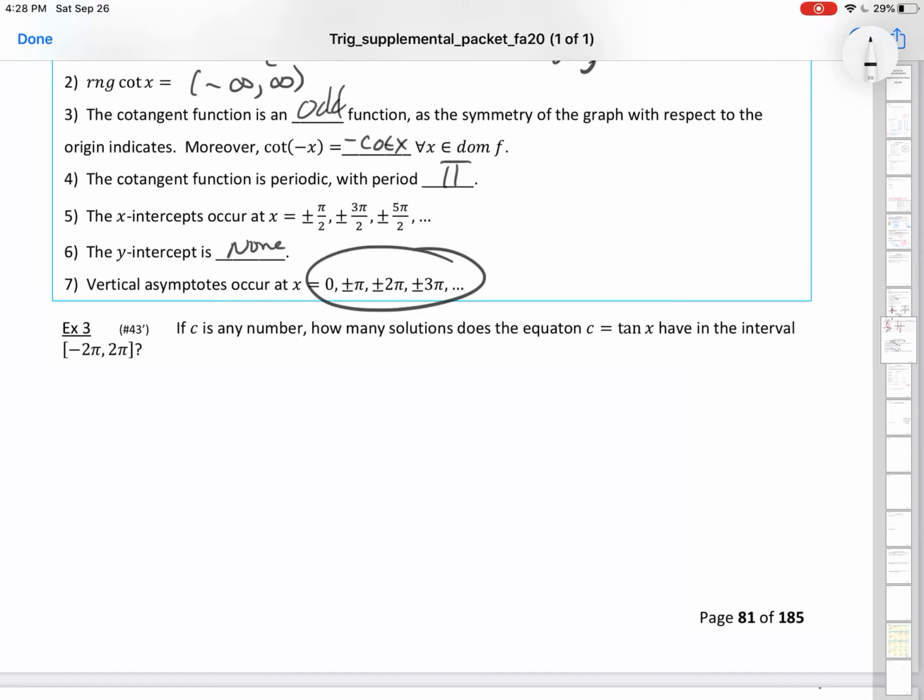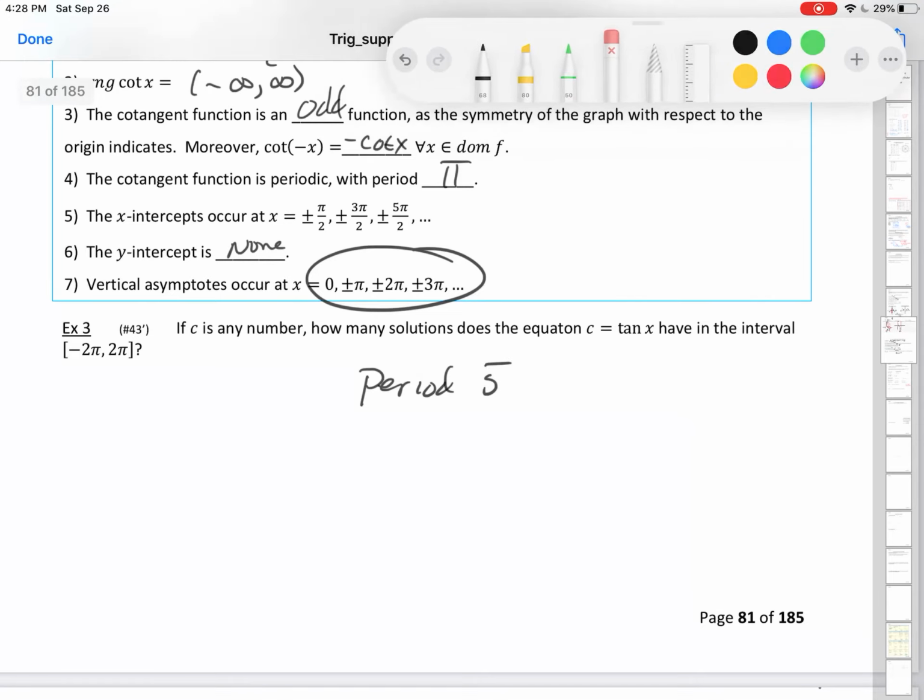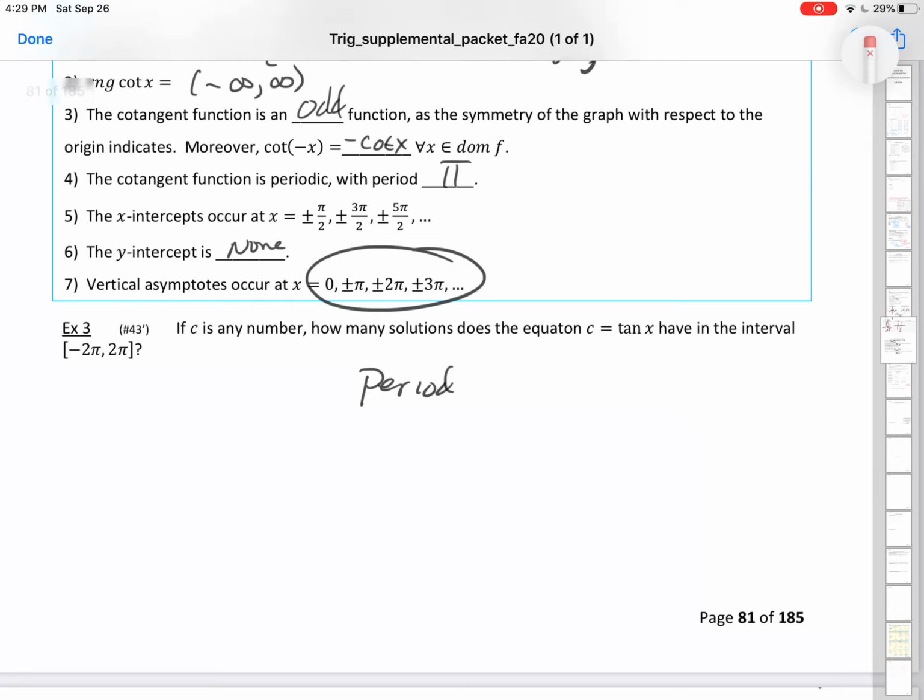Well, what's the period? The period is 5. Oh, sorry, the period is 5. I don't know where I got 5 from. The period is pi.